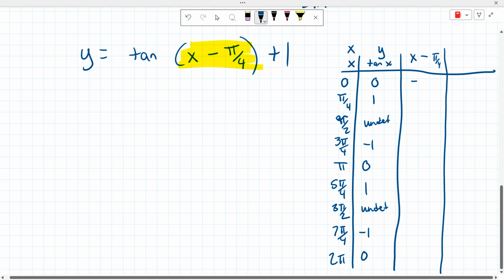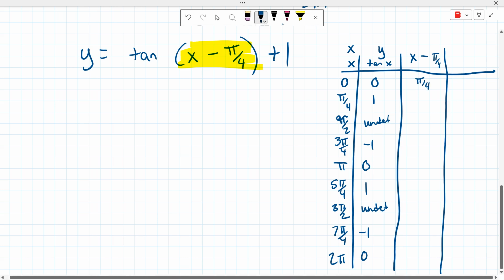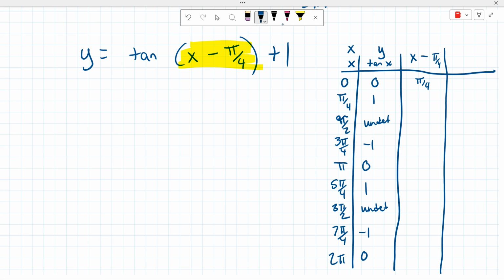now let me think. Everything moves to the right, pi over 4. So we're going to add pi over 4. Even though it says x minus pi over 4, we're going to add pi over 4. So this becomes pi over 4. Pi over 4 becomes 0. Yeah. So this becomes pi over 4.